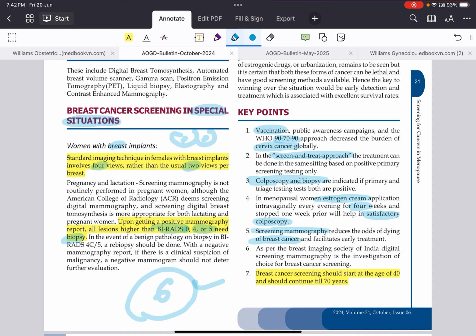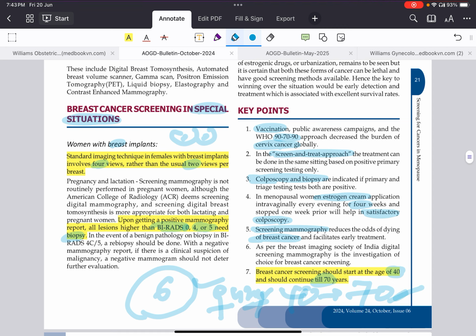For reducing deaths from breast cancer, screening mammography is best. Breast cancer screening should be started at the age of 40 and should continue till 70. 40 to 70. If a female comes to you at 42 years and you advise her breast cancer mammography, then she'll ask up to what age she needs to do this. Then you shall advise her up to 70 years.